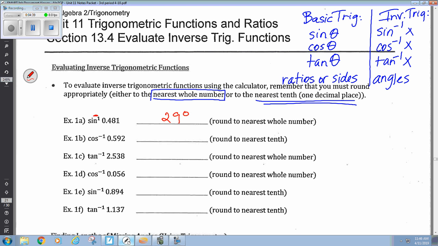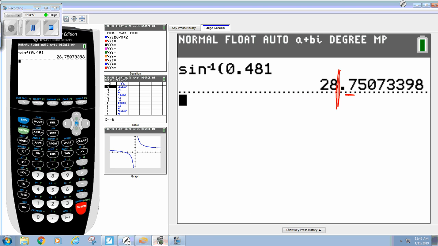So let's do another one rounding to the nearest tenth. That's cosine inverse 0.592. So again, we go to our calculator. We're going to hit second cosine. And we have 0.592. Again, you don't necessarily have to close the parentheses. If you do, it's fine. Hit enter.